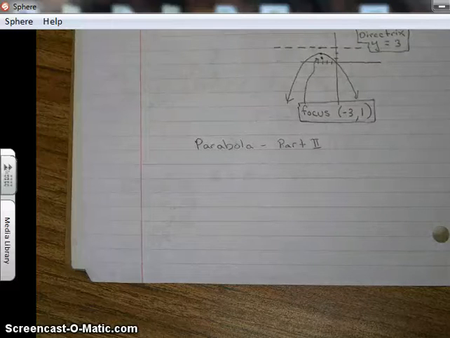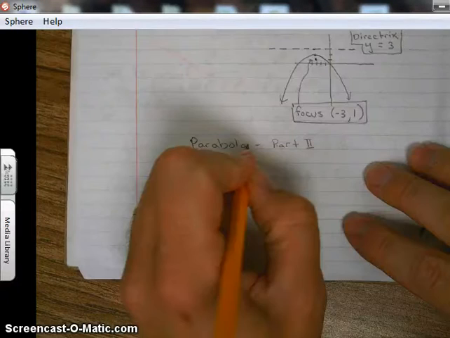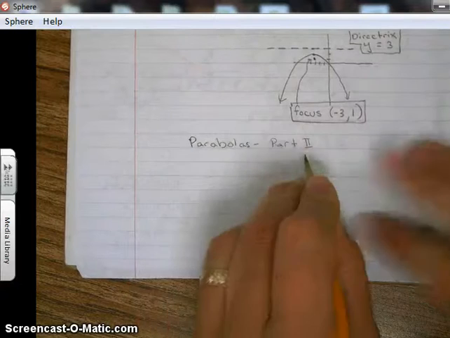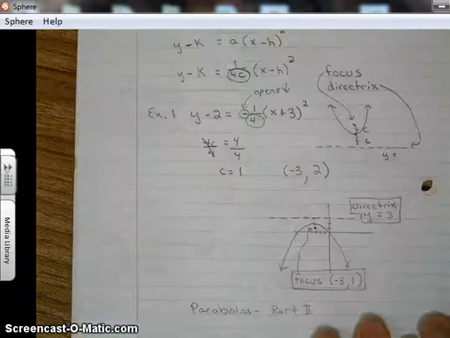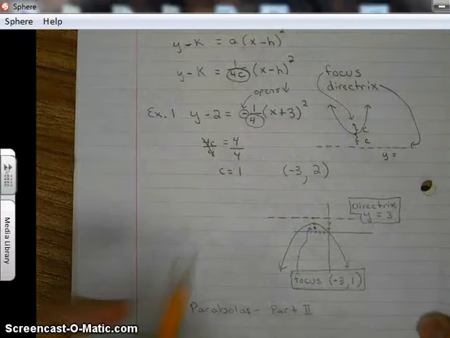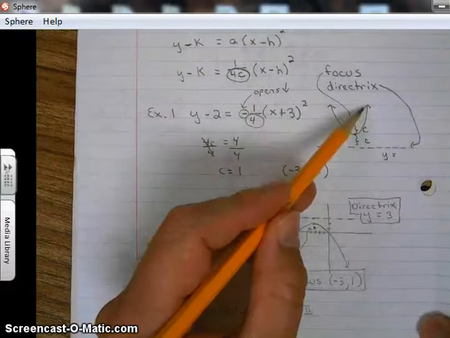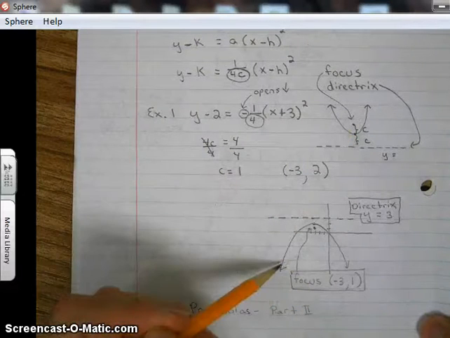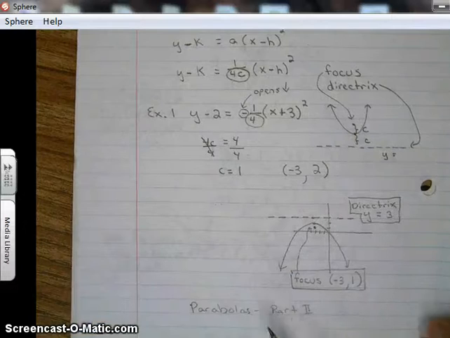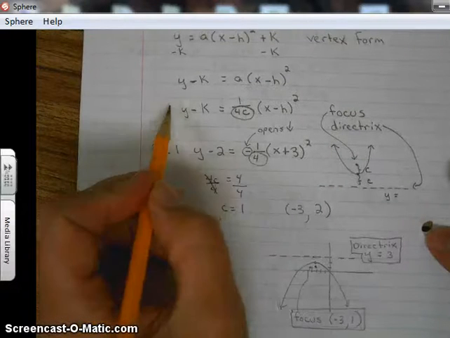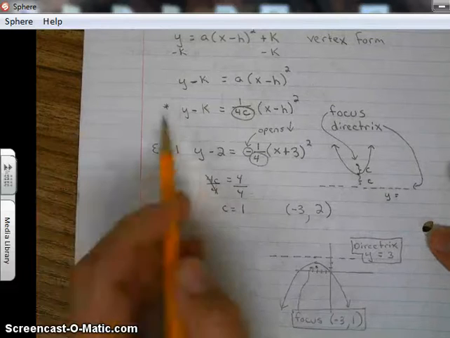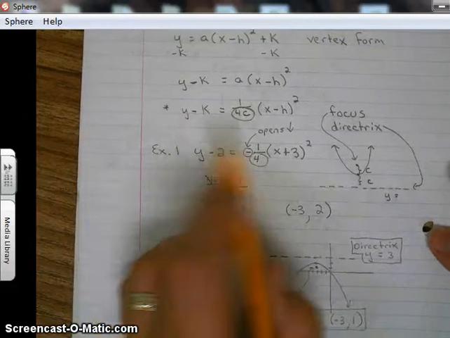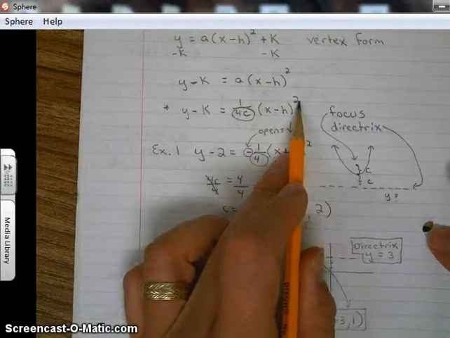Hey guys, we're looking today at parabolas, part 2. In the previous video notes, we were looking at finding the focus and the directrix of a parabola that either opens up or opens down. And we talked about this equation right here. We knew that this parabola is going to either open up or down because the x is being squared.